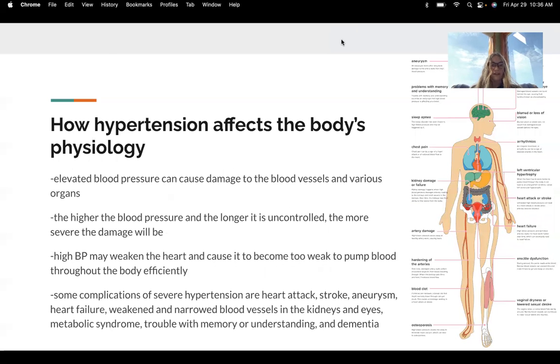How hypertension affects the body's physiology. Elevated blood pressure can cause damage to blood vessels and various organs. The higher the blood pressure and the longer it's uncontrolled, the more severe the damage will be. High blood pressure may weaken the heart and cause it to become too weak to pump blood through the body efficiently. Some complications of severe hypertension are heart attack, stroke, aneurysm, heart failure, weakened and narrowed blood vessels in the kidneys and eyes, metabolic syndrome, and trouble with memory or understanding, and dementia.